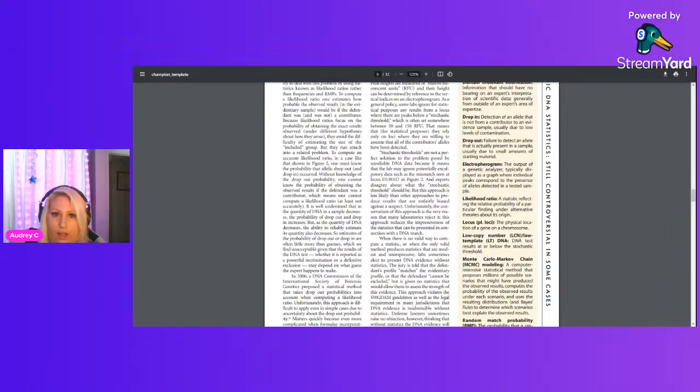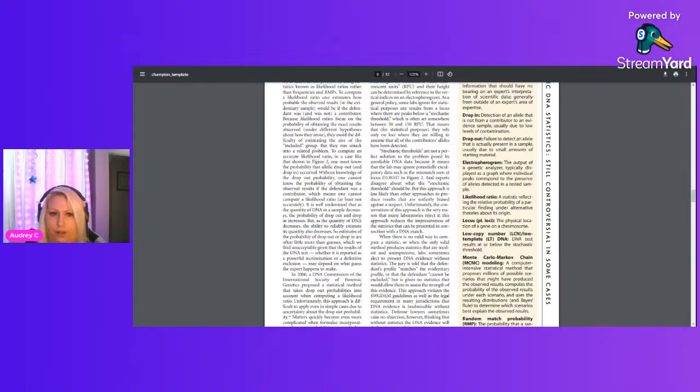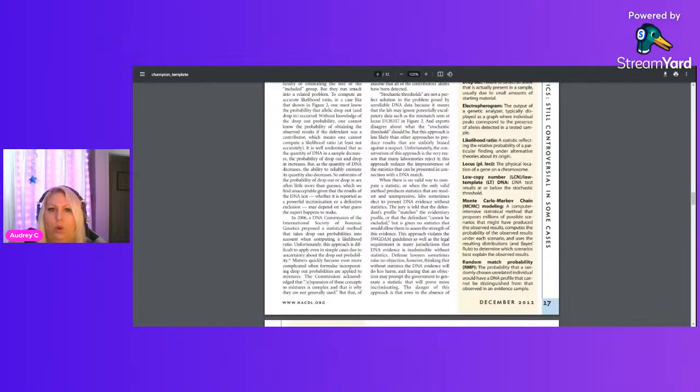And so, again, when you have a quantity of DNA, genetic material that is as little as trace DNA, it's very difficult to reliably estimate the probability of the drop in and the drop out. And they're often little more than guesses, which we find unacceptable, given that the results of the DNA test, whether it is reported as a powerful, incriminating, or a definitive exclusion, may depend on what guess the experts happen to make.